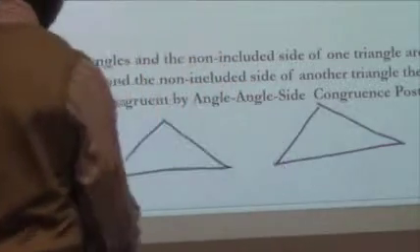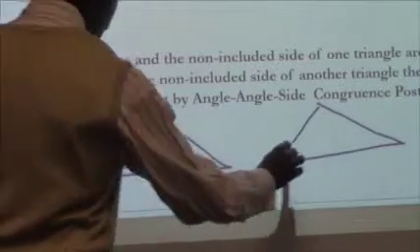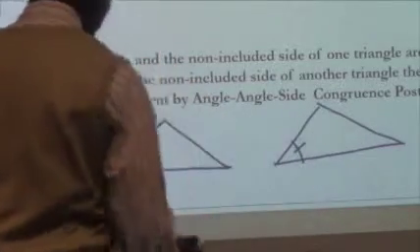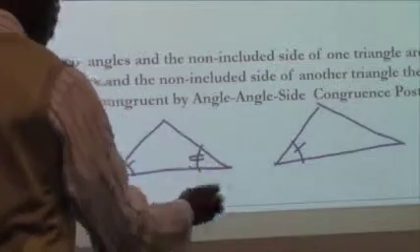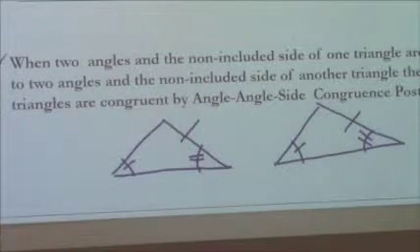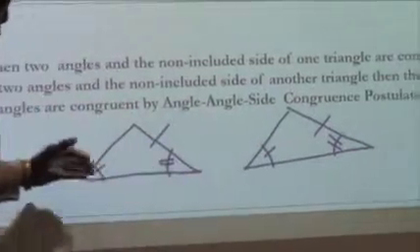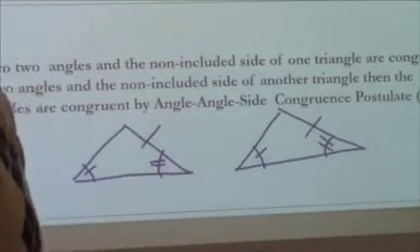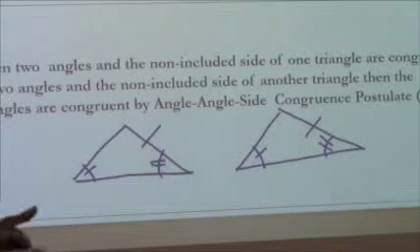Let's look at another case. For this one, it says that when two angles and the non-included side are congruent, we do the same thing. This time we are dealing with the side that is not included. So for example, say this angle was congruent to this angle, and this angle over here was congruent to this angle, and this side that is not included and this side that is not included are congruent, then these two triangles are congruent by the angle-angle-side postulate. By not included, it means it's not between the two angles.